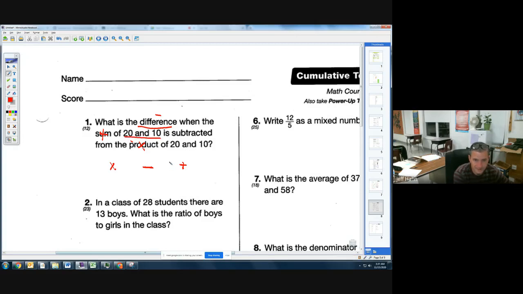Here's my sum, so I'm going to add 20 plus 10, and I like to throw that in parentheses because they want me to find that sum first, is subtracted from the product of 20 and 10. And again, I'd throw that in parentheses too because we need to do that. So 20 times 10 is 200. From 200, I am subtracting this sum of 20 plus 10, which is 30. So off to the side here, I take my 200, subtract my 30, and I end up with 170. 170 for an answer for problem number 1.